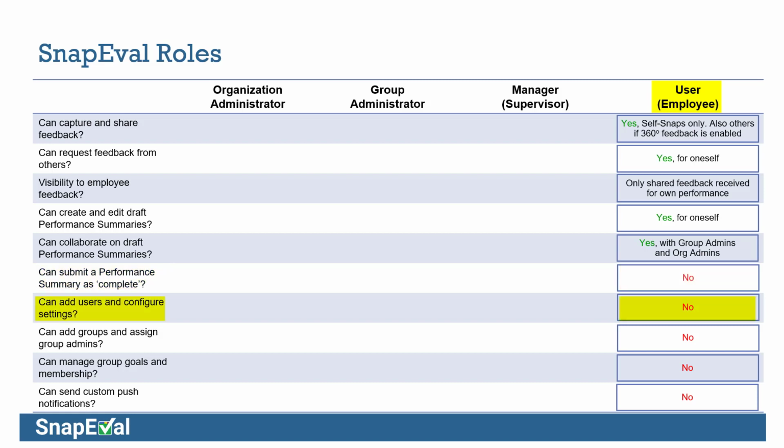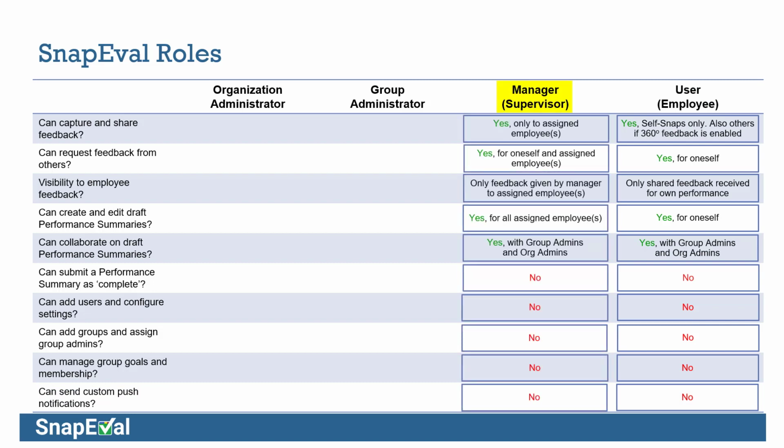They can't add users to the SnapEval account or system for that company, or assign group administrators. They can't create new goals for a group or for the company, and they cannot send push notifications to anybody else in the organization.